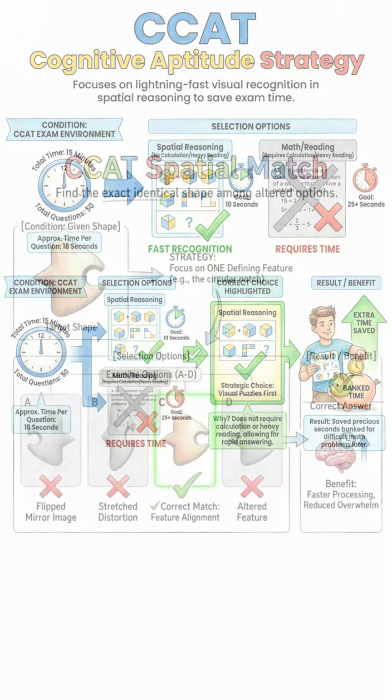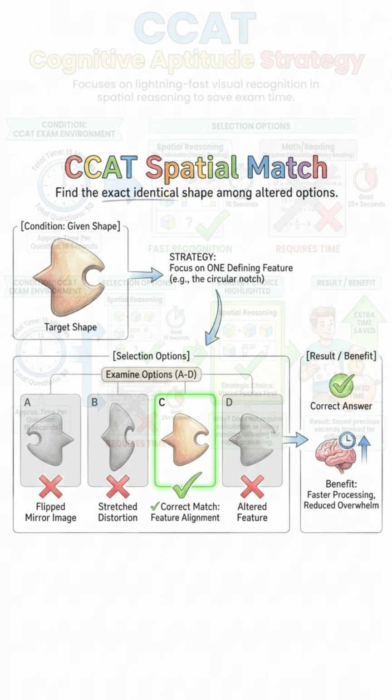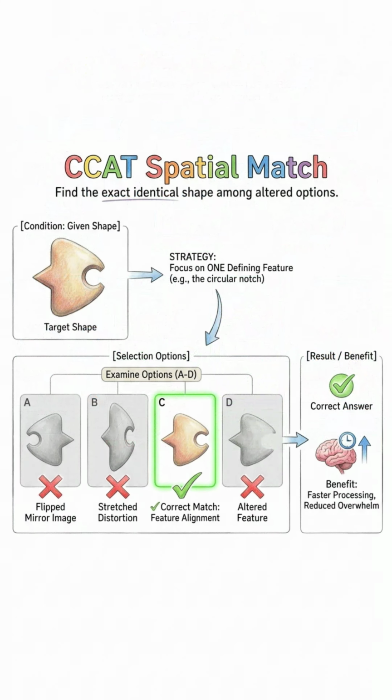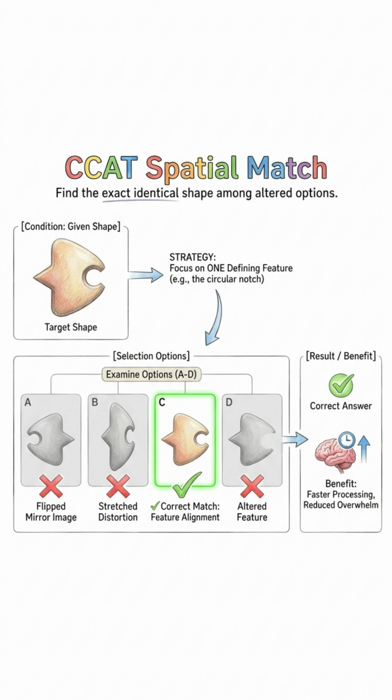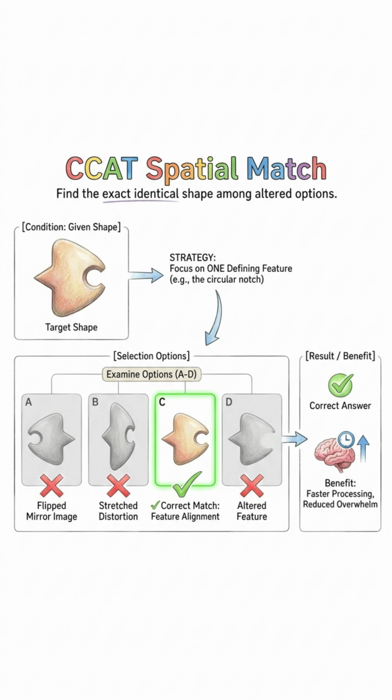One of the most common spatial question types asks you to identify an exact match for a given shape among a lineup of slightly altered options. The trick here is that the incorrect options will often be flipped like a mirror image or stretched just slightly out of proportion. To beat this, you must train yourself not to look at the whole shape all at once. Looking at the entire image overwhelms the brain and makes the shapes blur together under time pressure. Instead, you need to focus on a single defining feature of the target shape.